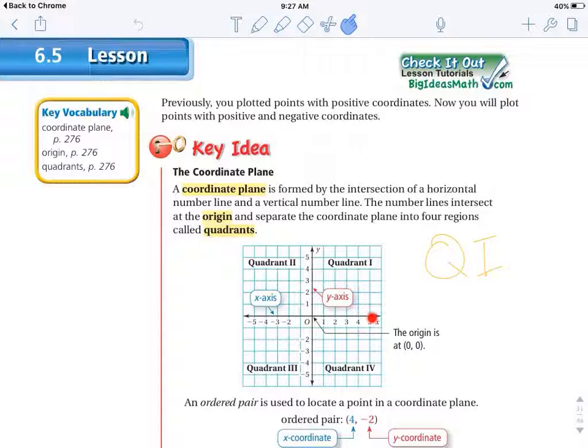5, 0, right here. If it falls on an axis and it's sitting right there, we don't say quadrant 1 and quadrant 4, we say it's on the x-axis. So have that understanding as well.